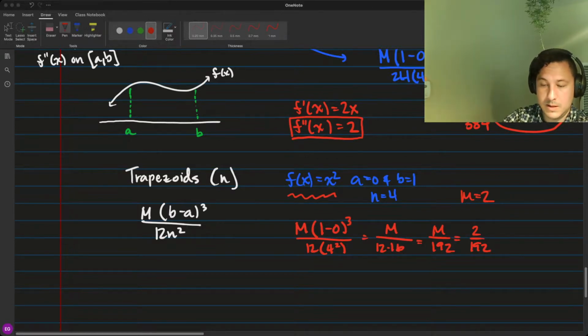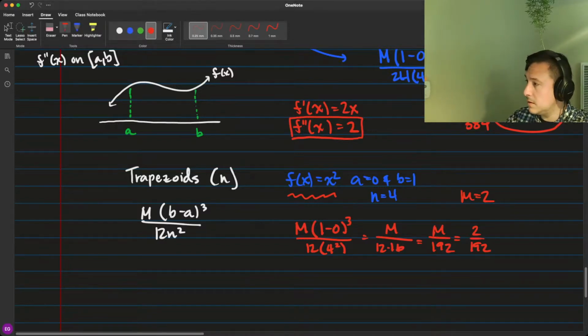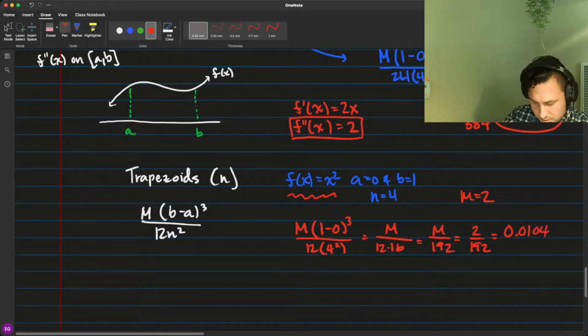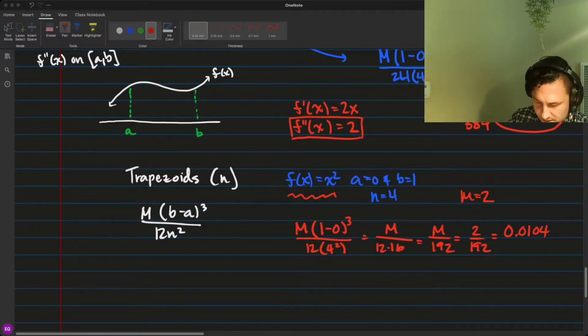So you go and you calculate, well, what is 2 over 192? And you get 0.0104. Oh. It should be more accurate. Usually it's more accurate. Sad. In this case, somehow the trapezoid rule ends up being less accurate.